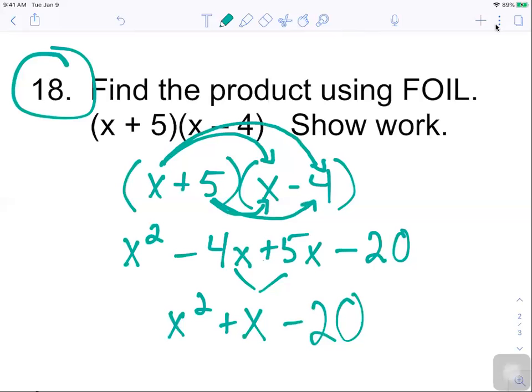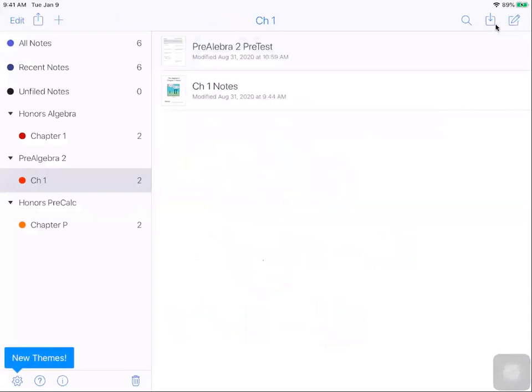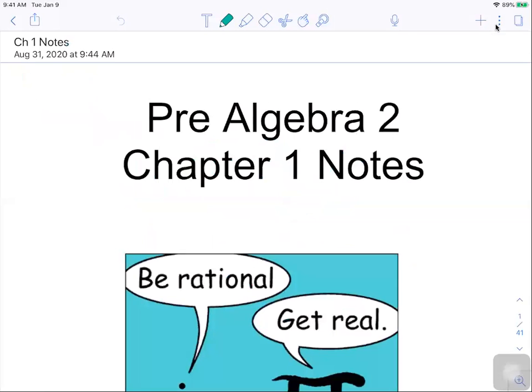But what I'd like you to do is if you could take out that packet of notes that I gave you the first week of school. If you weren't here last week, it was in the first week of school material.